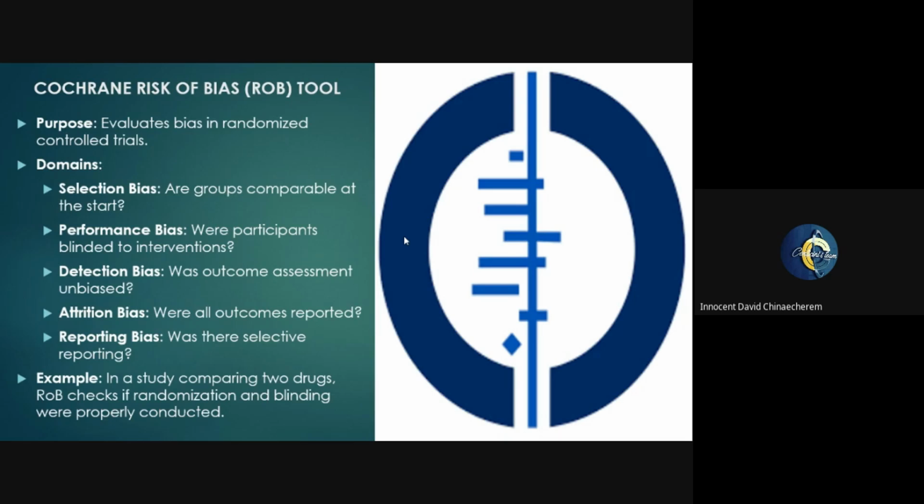Then performance bias is where we look at whether the participants were blinded to the intervention. Now we look at detection, where we try to see if the outcomes were unbiased. In terms of attrition, we try to know if all the outcomes were reported, and then reporting bias, whether there was selective reporting. So these are some of the things we need to look at when using the Cochrane risk of bias to assess any study. An example is trying to compare two drugs.